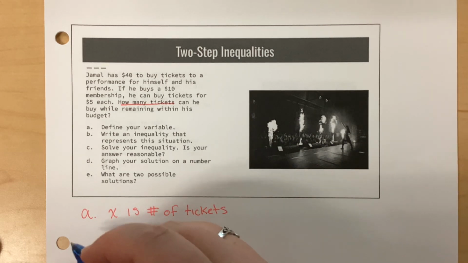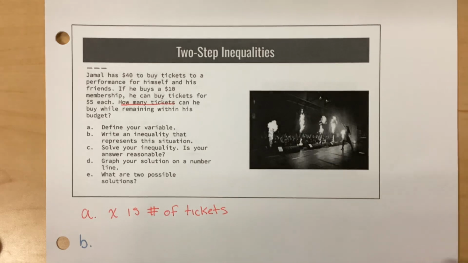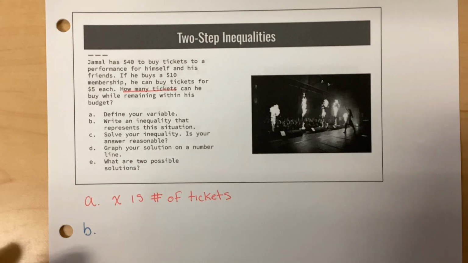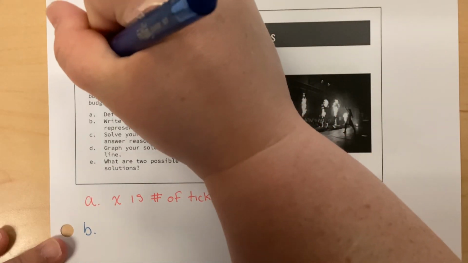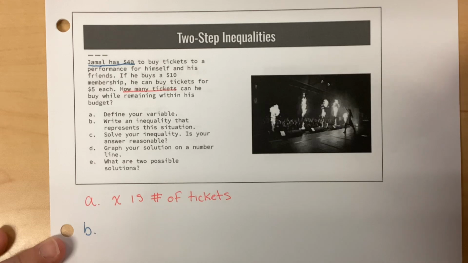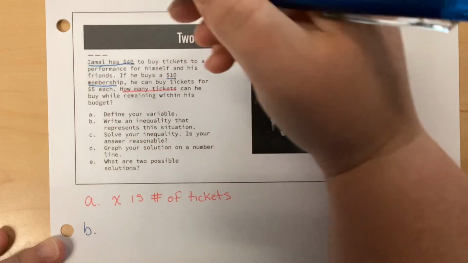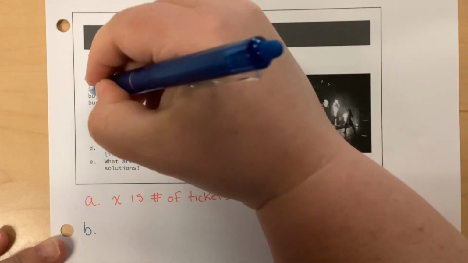Part B is to write an inequality that represents this situation. So this one's going to be more similar to a two-step equation, except instead of the equal sign, you have an inequality sign. So let's find the important information. We know that Jamal has $40. That's his total, right? He can't go over that amount. If he buys a $10 membership, he can get tickets for $5 each.